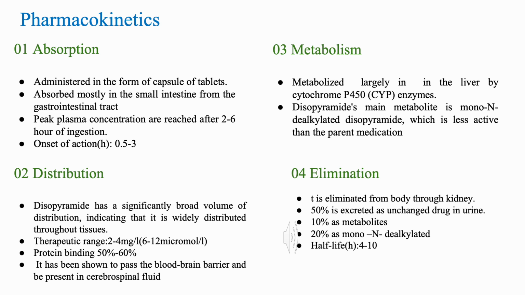In the elimination phase, roughly half of it is eliminated in the urine by the kidneys as an unchanged drug, approximately 10% is eliminated as metabolites, and 20% is removed as mono-N-dealkyldisopyramide.